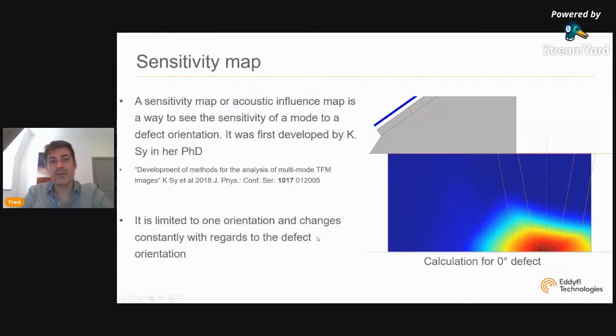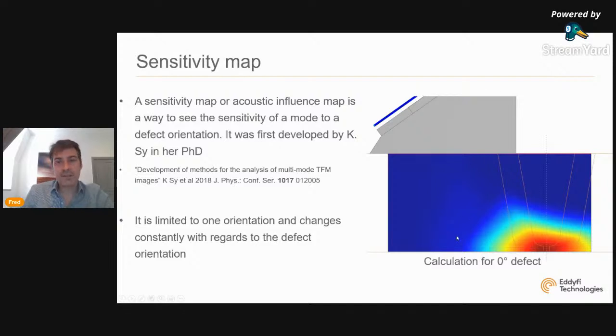So that's why there was a tool that was developed. There's many names, sensitivity map, others call it acoustic influence map, or AIM. It was first developed by my colleague, Combo Ceci, in her PhD. So you have here a link to one of her publications. She's still with us at M2M.